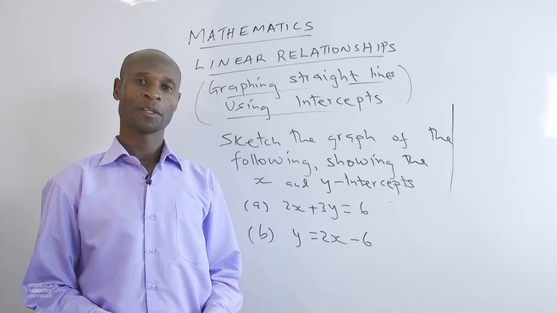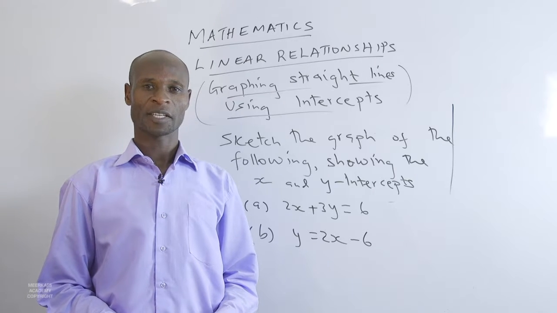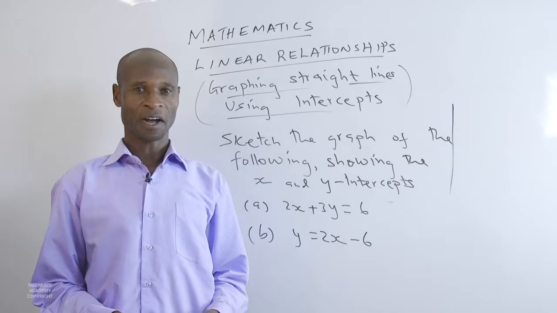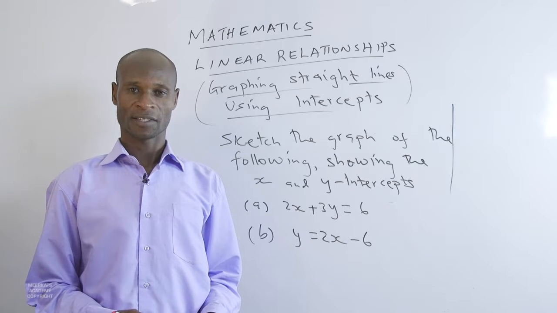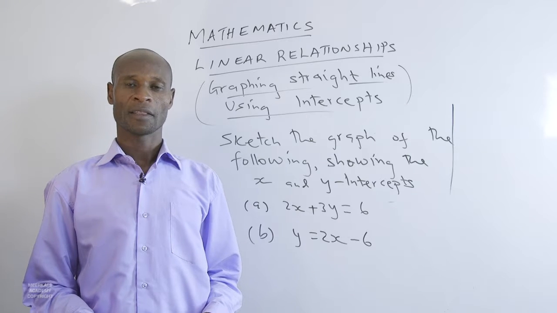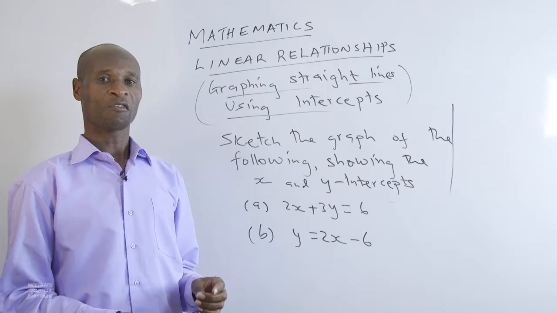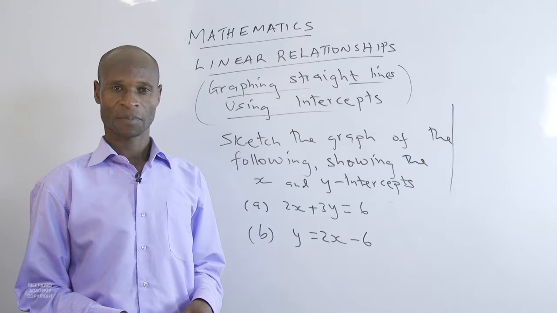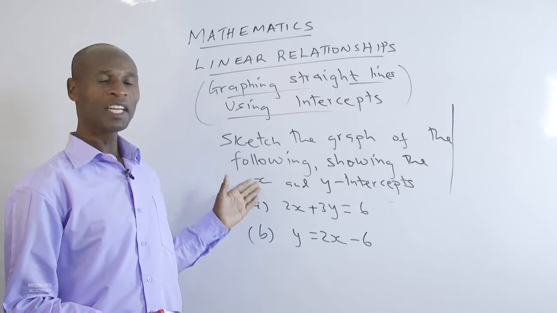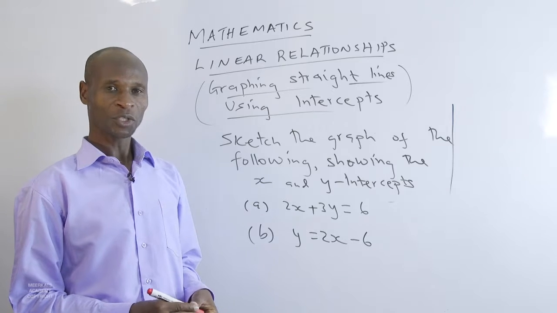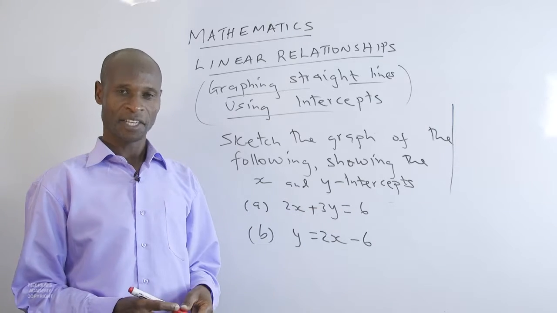In our previous lesson, we looked at X and Y-intercepts, and we defined X-intercept as a point where the graph intersects the X-axis. We also defined Y-intercept as a point where the graph cuts the Y-axis. So we are going to use that concept of X and Y-intercept in graphing straight lines. For example, you might be required to sketch the graph of the following linear relations showing the X and Y-intercepts.